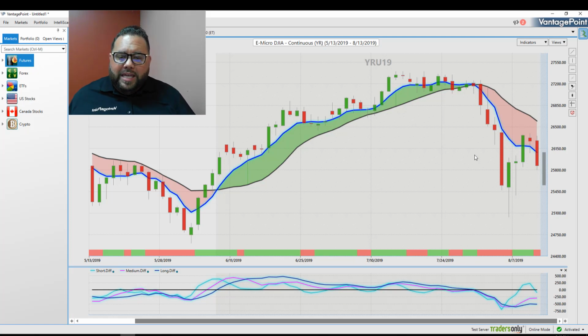Now, some of the other indicators: there's a green and a red bar right here called the predicted neural index, giving you short-term strength and weakness. And then at the bottom, there are some predictive differences giving you overall 1, 2, and 3-day predicted momentum. These indicators are available in Vantagepoint, whether you're looking at the micro E-mini contracts or you're looking at Forex or stocks or ETFs.